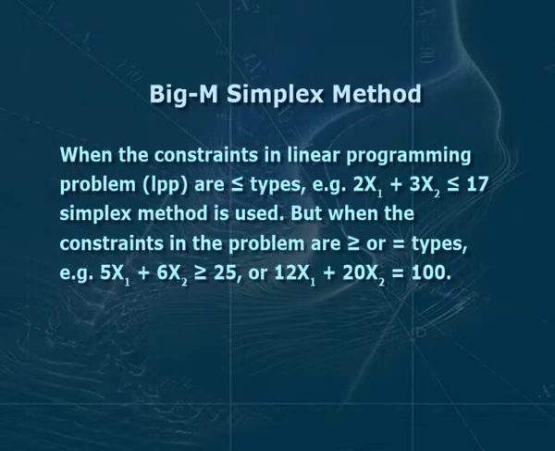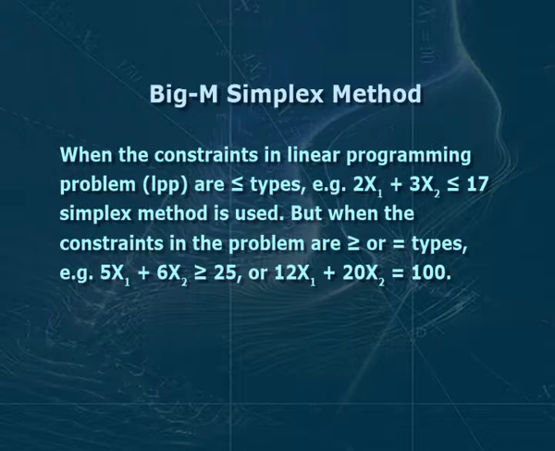Big M Simplex method. Let us see the introduction. When the constraints in a linear programming problem are less than or equal to types, as for example 2x1 plus 3x2 less than or equal to 17, the simplex method is used.